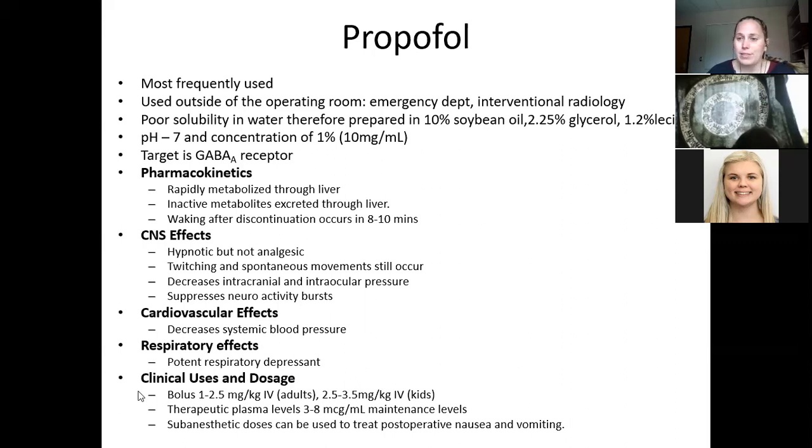And then in terms of how it's administered and its clinical use, you can see here essentially the range of how it's used: 1.5 to 2.5 milligrams per kilogram IV and 2.5 to 3.5 milligrams per kilogram in kids. So you're going to have to increase the dosage for a child. Some anesthetic doses can be used to treat post-operative nausea and vomiting. So it has uses outside of just the operating room, as we mentioned at the beginning of this slide.